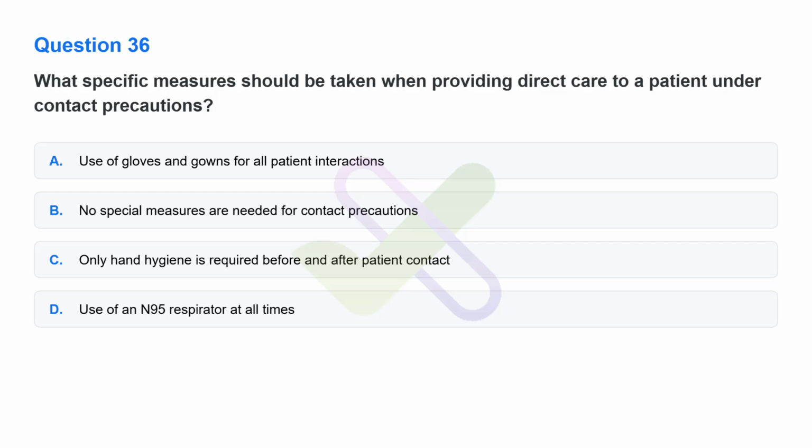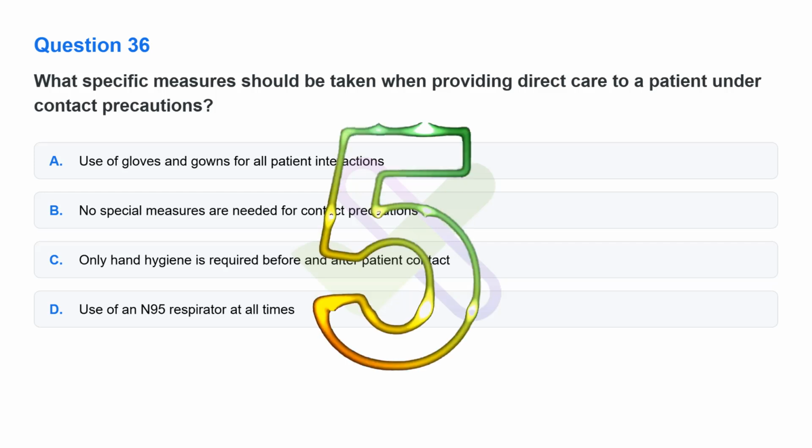What specific measures should be taken when providing direct care to a patient under contact precautions? A. Use of gloves and gowns for all patient interactions. B. No special measures are needed for contact precautions. C. Only hand hygiene is required before and after patient contact. D. Use of an N95 respirator at all times.